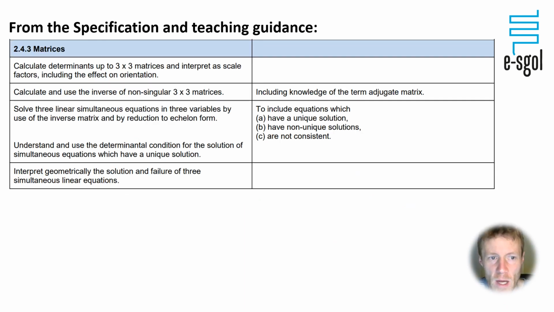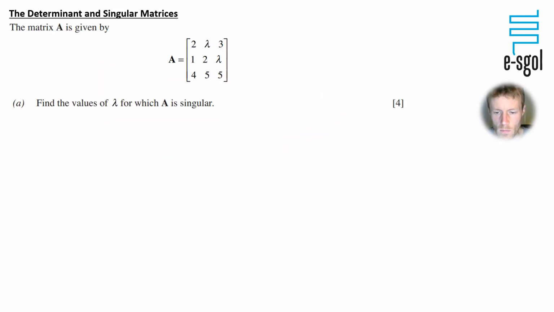Okay, so that's a little bit about the determinant and how it affects the scale factor. What we need to look at now is actually calculating the determinant and then finding the inverse of a 3 by 3 matrix, and using that inverse to solve three simultaneous equations. So that's what we're going to have a look at next, and we'll do that by looking at an exam question. Okay, so here's a typical exam question. You might like to pause the video now and just try this exam question yourself.